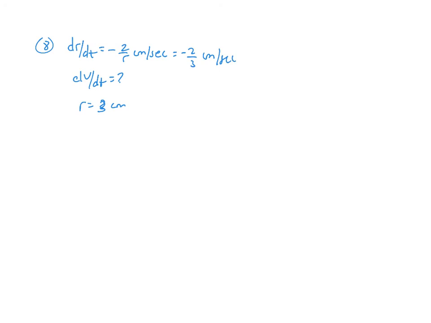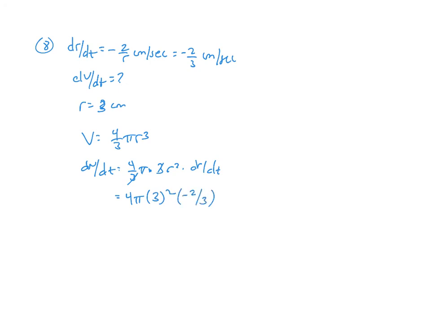So the volume of a sphere is 4/3 pi r cubed. So we've got 4/3 pi times 3r squared times dr/dt. Now we just substitute. Those 3s cancel. We've got 4 pi, r is 3, dr/dt is -2/3. One of these cancels out with one of those. I get -24 pi cubic centimeters per second.